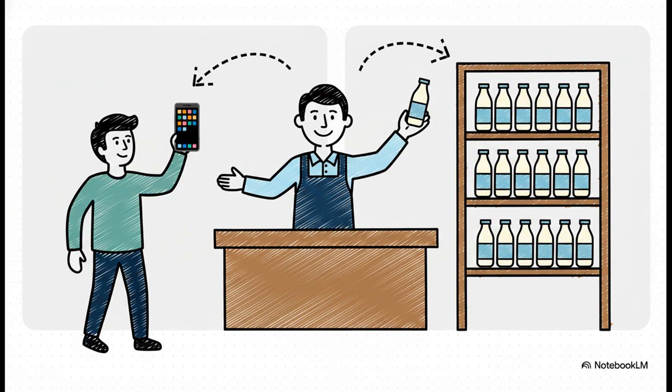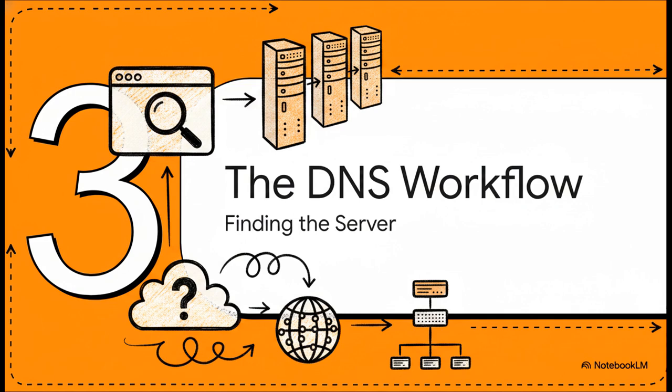Now the shopkeeper, that's the back-end server. It processes your request, handles the application logic, and checks the inventory. And the milk they hand over to you is the data that they've securely retrieved from their storage database. The client asks, the server responds. Simple as that. Which brings us perfectly to Block 3, the DNS workflow.